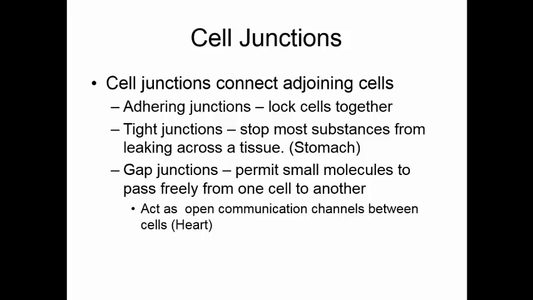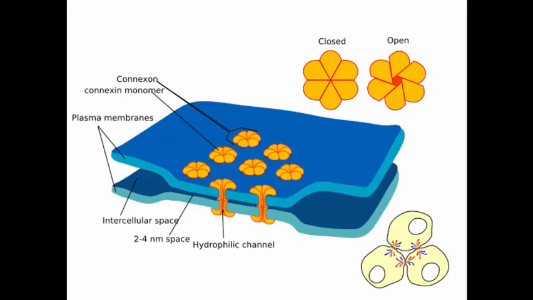Right? So those are your three types of junctions. Your adhering junctions, which seal things together, make sure that they don't tear apart. Tight junctions, which make sure nothing goes across that tissue. And then gap junctions, which allow those tissues to communicate with each other. And there's a picture, kind of a diagram of how those gap junctions work and how those channels are in between those two different cells.